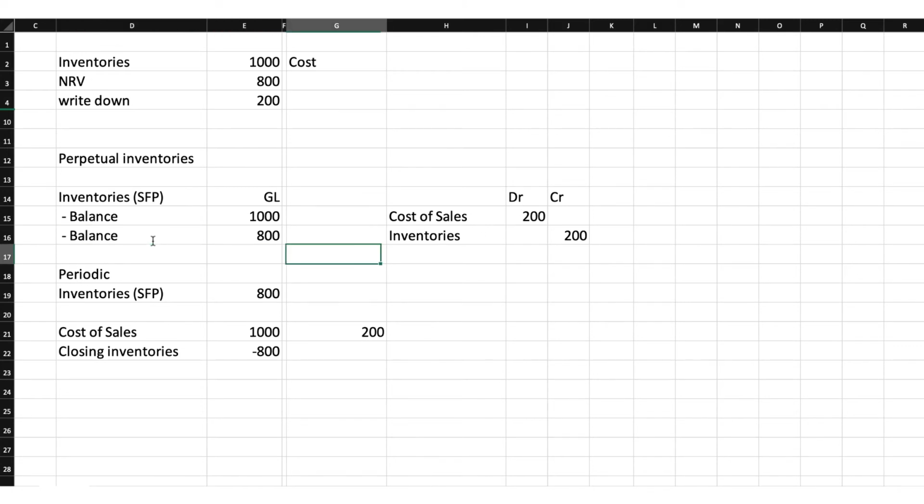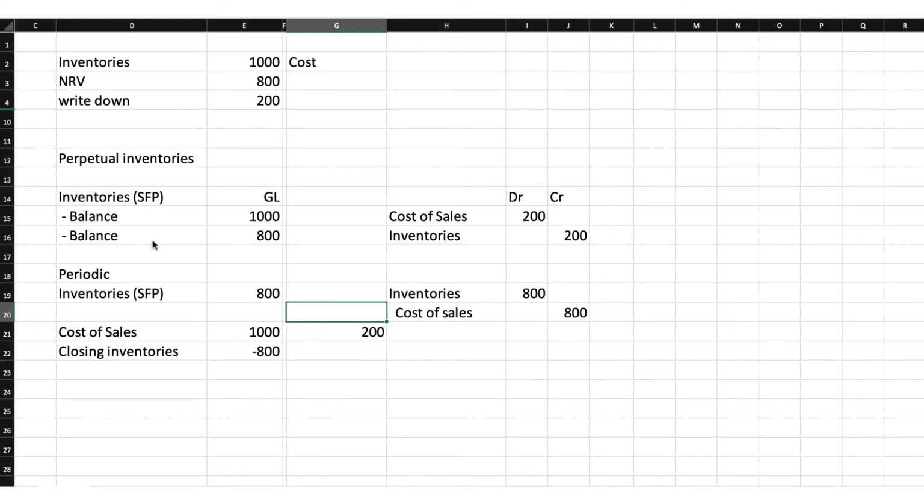Right, there we go. So I have R800 balance now in my income statement over R200 expense. Let's go to periodic. What does my journal look like in periodic? Well, we're creating the inventories asset. I'm creating it at 800. I'm going to put through a journal against cost of sales for the 800.